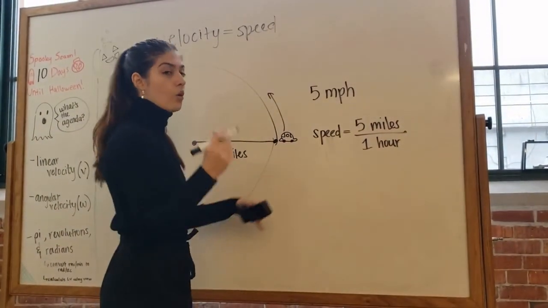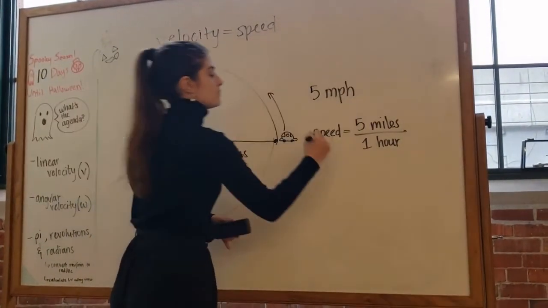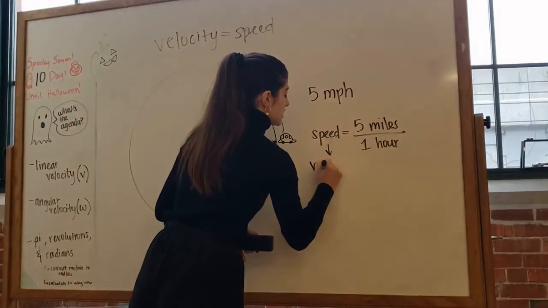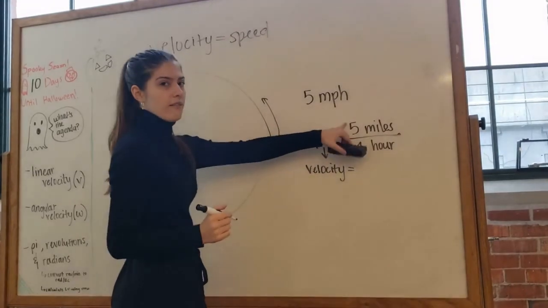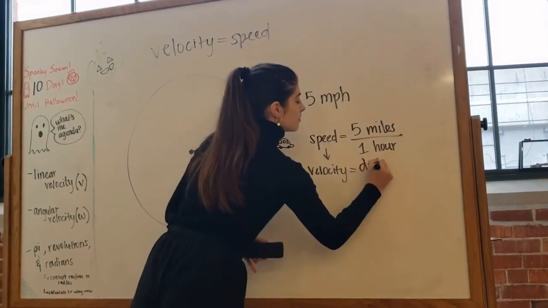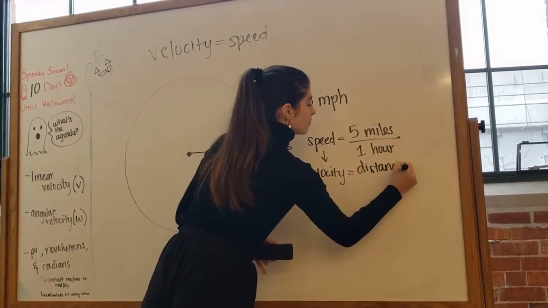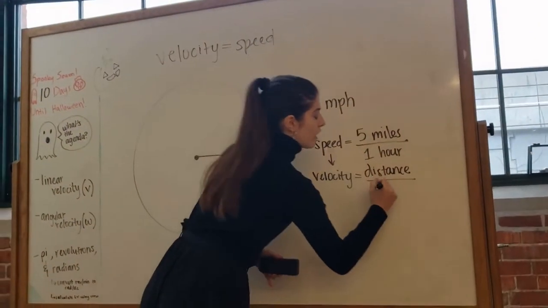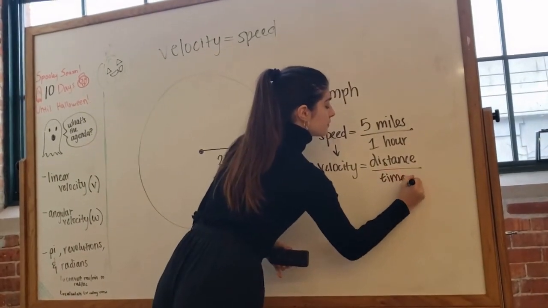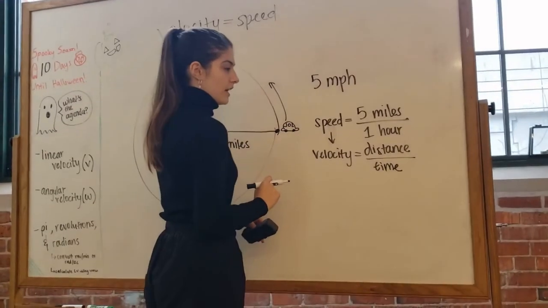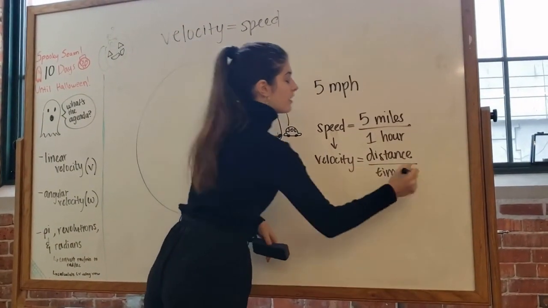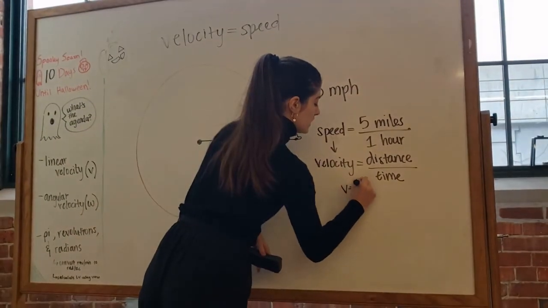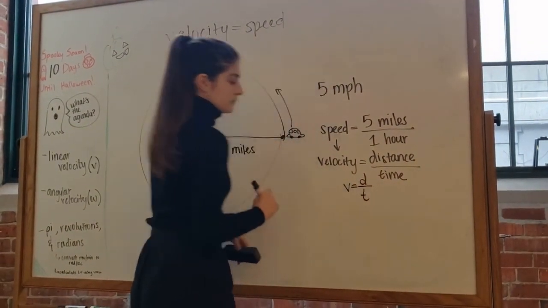So speed, or our velocity, because velocity means speed, our velocity equals the distance we travel divided by the time we travel for. All right, so this is something that you're going to use in physics. Again, Mr. Bain can thank me later. V equals D over T.